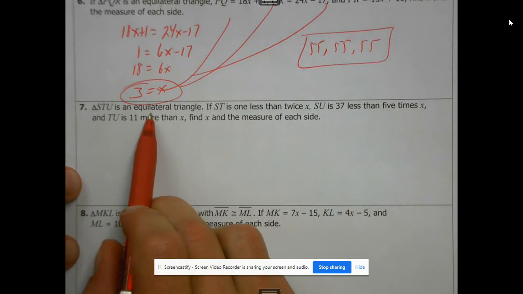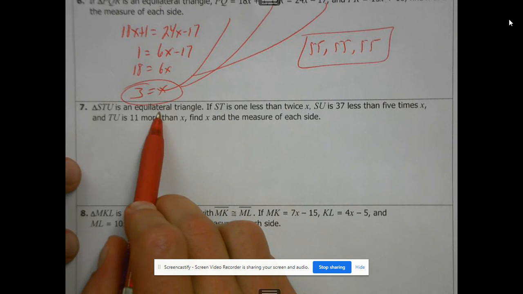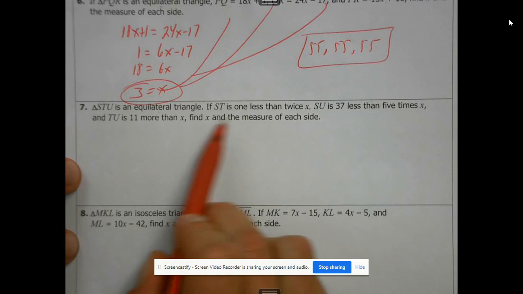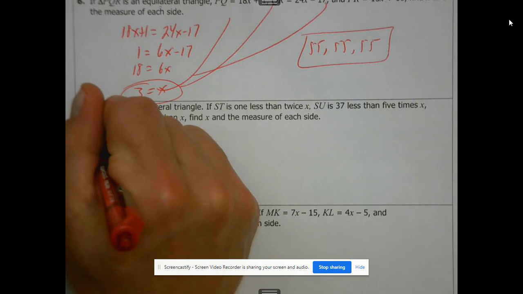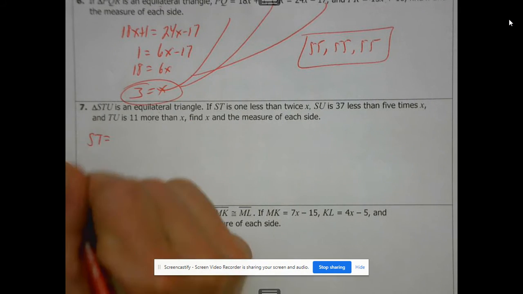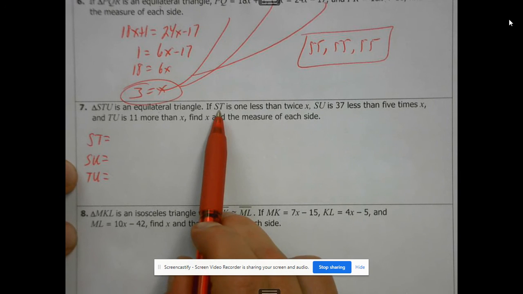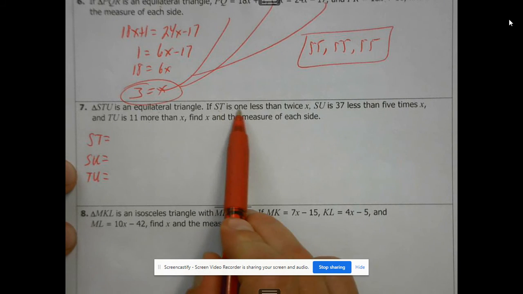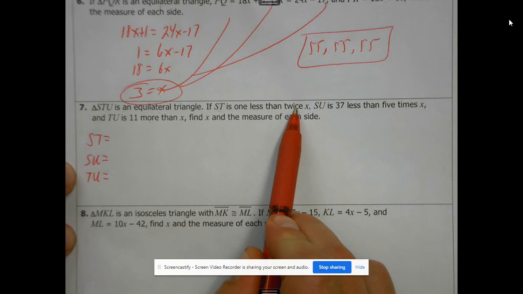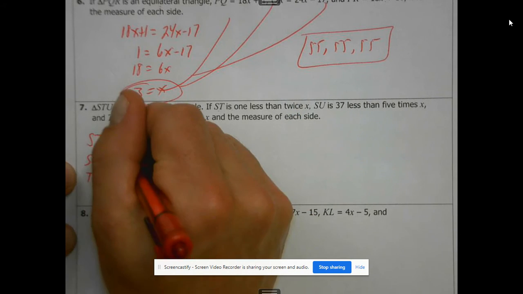Number 7, once again, we have an equilateral triangle, but now we got to come up with some expressions to figure out what they're talking about here. So let's set one up for ST, SU, and TU. All right. ST is 1 less than twice x. That would be 2x minus 1.